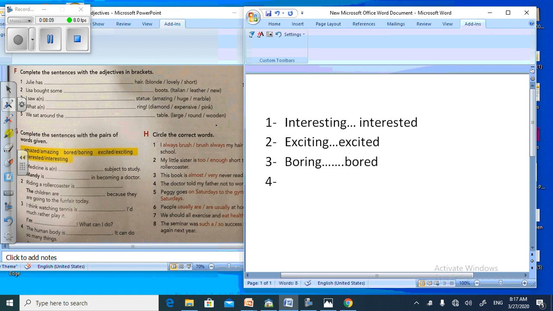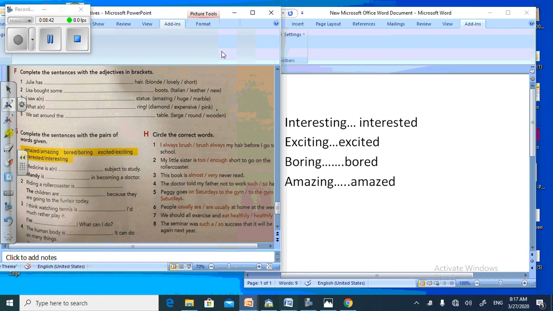Number 4, the human body is amazing or amazed? Amazing, because here I describe the human body. It can do so many things. Janet was amazed or amazing? Amazed, because I described Janet's emotion or feeling. So Janet was amazed when her mother learned to ride a bike.